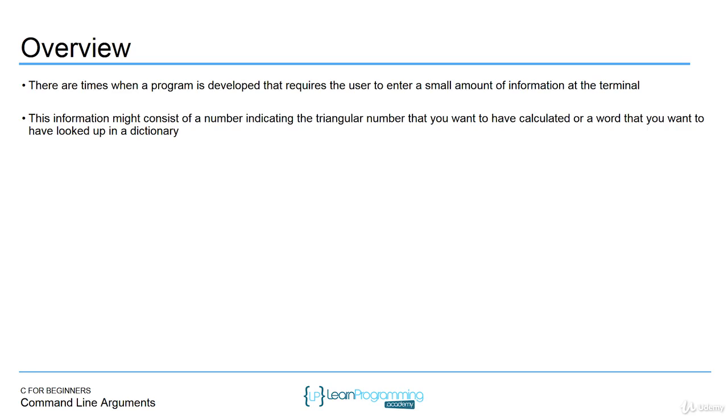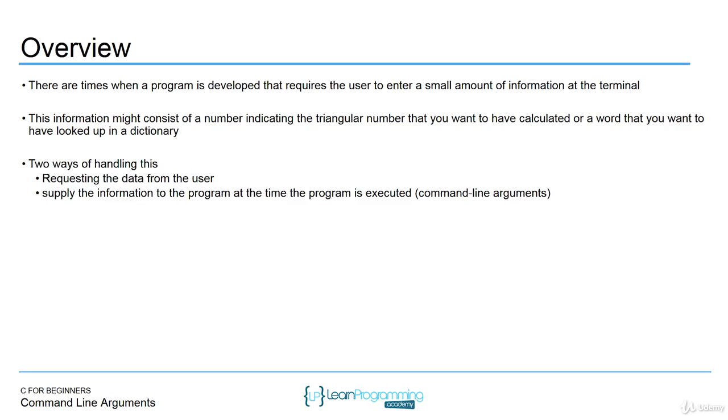And the reason you'd want to do this is because, again, you might need the user to enter a number that indicates the triangular number that you want to have calculated. Or the user has to enter a word that you want to look up in a dictionary. Not all data is static or doesn't change. Some data you need to ask the user to input. And so, like I said, you could do this one of two ways. You can either request the data from the user, and we're going to talk about that in upcoming lectures, or you can supply the information to the program at the time the program is executed. And this is what is referred to as command line arguments. Passing data to your program via the command line when the program is run.